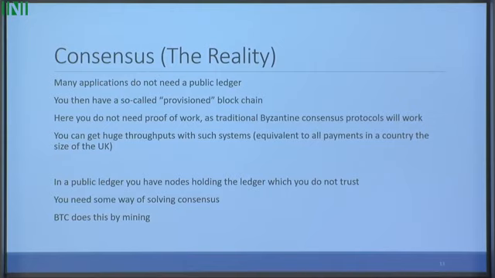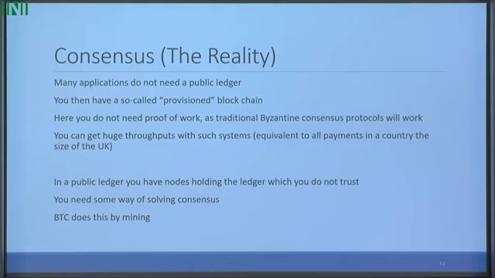Many applications do not need a public ledger. We don't need everybody to read everything. We could have a provisioned blockchain, which is provisioned by the organization. So we don't really need proof of work, and we can do very, very fast consensus. Such a fast consensus mechanism that you can get huge throughputs on such systems. There are many companies that give you provisioned blockchains, and the throughputs can be equivalent to every single payment in the UK. So you could actually record everything. I've seen some applications doing that.